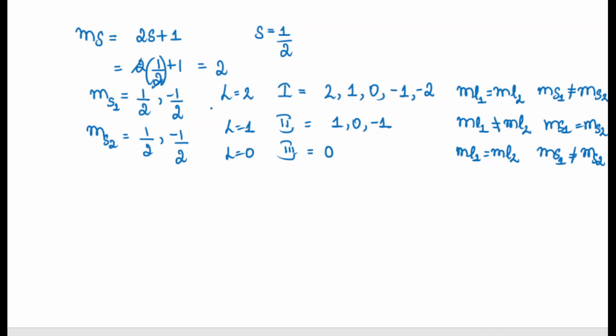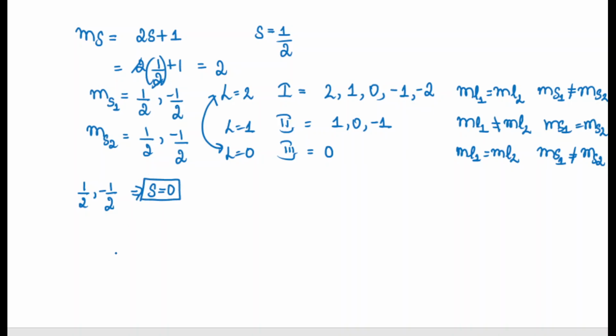For this 2 and 0, we are getting ml value equal to ml2. If ml1 is equal to ml2, it means ms1 is not equal to ms2. This is clear to you people. Now from the first set and the third set, I can say ms1 is not equal to ms2. What are the ms values? That is half and minus half. So if they are not equal, one value will be half and one value will be minus half. So the s value will be 0, right? I hope everyone is getting my point.